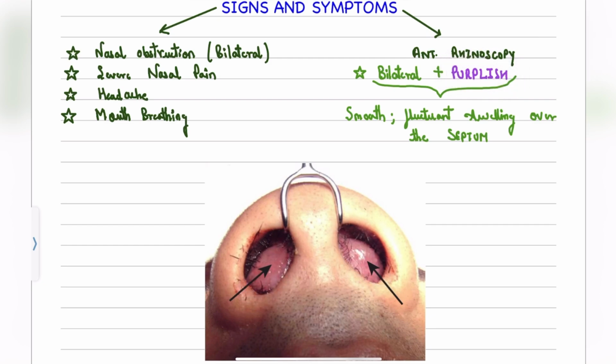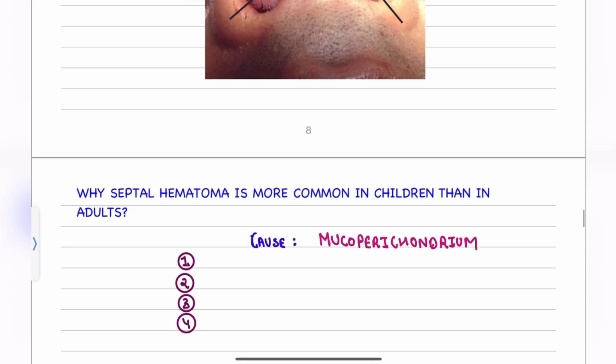Every single point on anterior rhinoscopy for septal hematoma is highly important. For example, it is bilateral, purplish in color, it is smooth since it's just blood collection, and it is fluctuant swelling over the septum. That means you might move it with the help of some pressure. Alright, bilateral, purplish, smooth, fluctuant swelling, like in this diagram. Okay, let's move ahead.